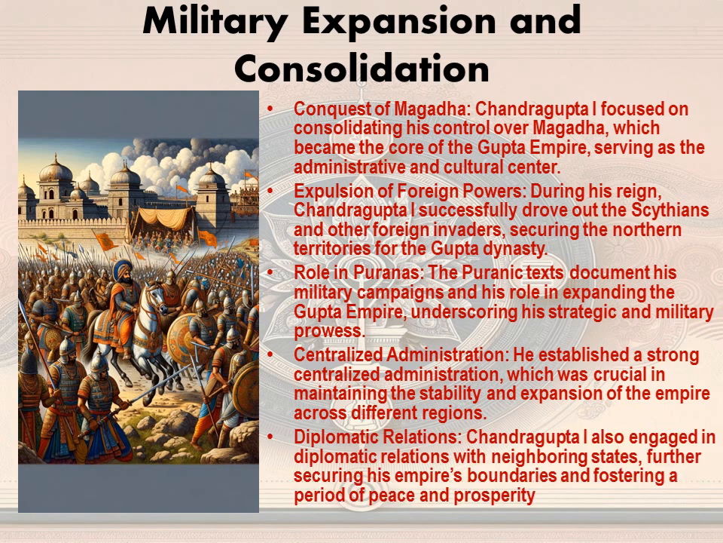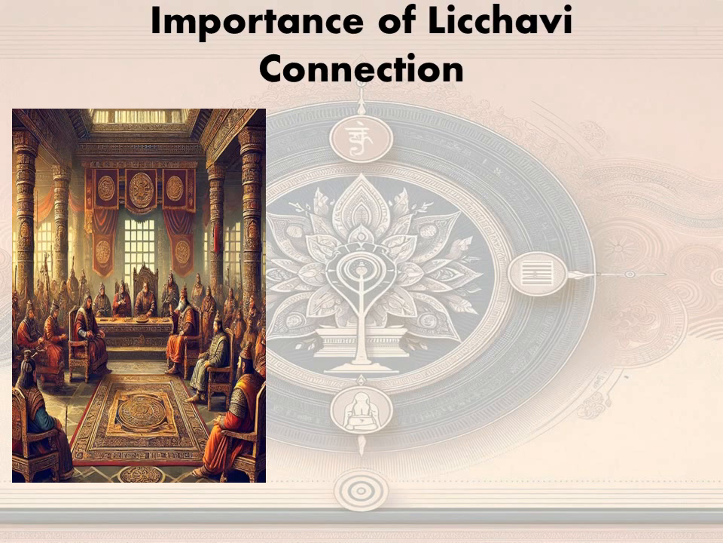Chandragupta I also engaged in diplomatic relations with neighboring states, further securing his empire's boundaries and fostering a period of peace and prosperity. So he engaged in diplomatic relations with neighboring states. It is not to be thought that he always engaged in military conflict, but he also sometimes dealt in a diplomatic manner, and thus he secured his empire's boundaries by fostering a period of peace and prosperity, especially with the neighbors.